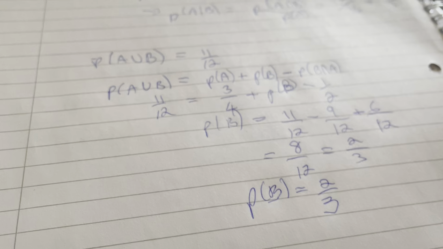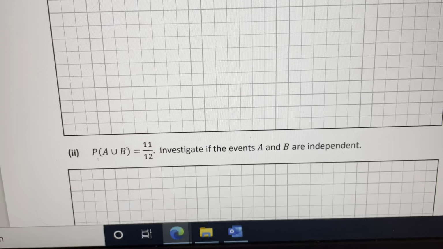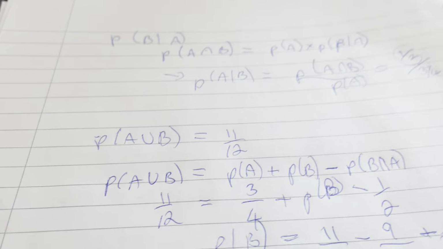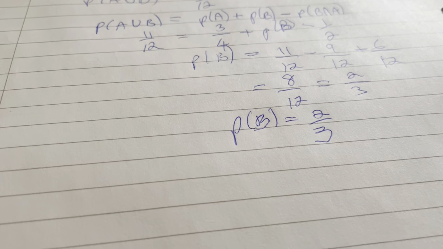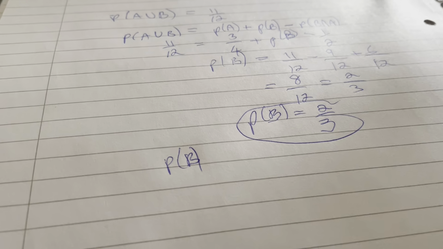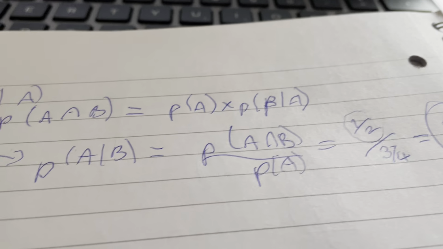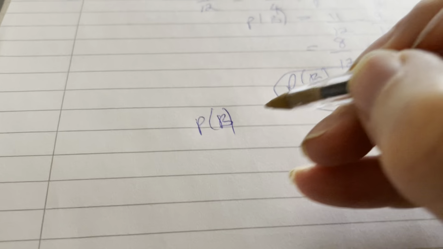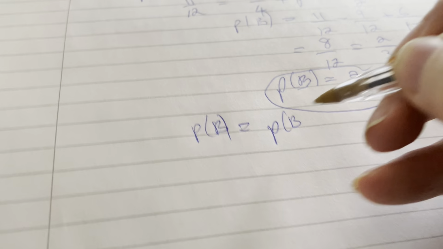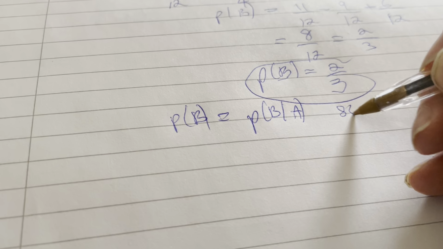Right, so now, given all that, investigate if A and B are independent. Well, they are independent if the probability of B happening is the same as the probability of B happening given that A has happened. And we know that's true. So the probability of B given A is 2/3, and the probability of B is 2/3. So the probability of B is equal to the probability of B given that A has happened. So they are independent.